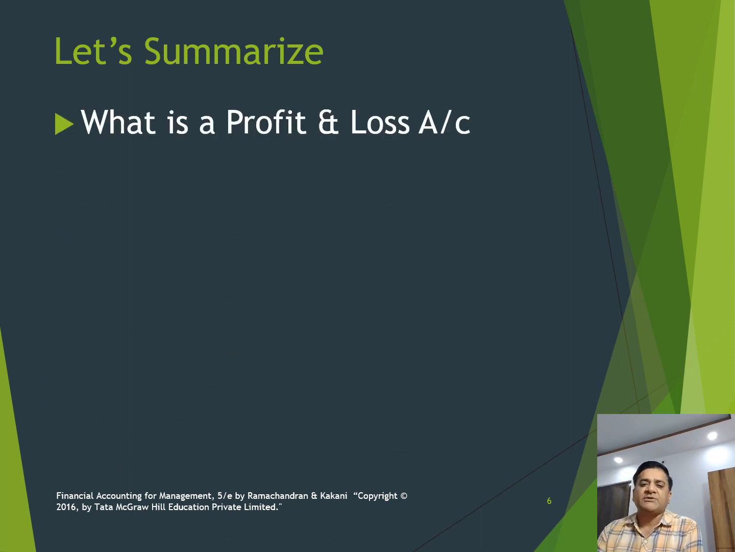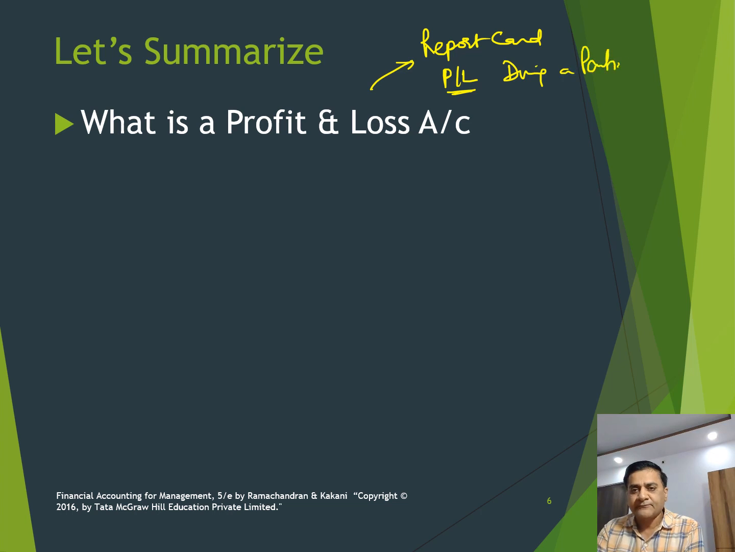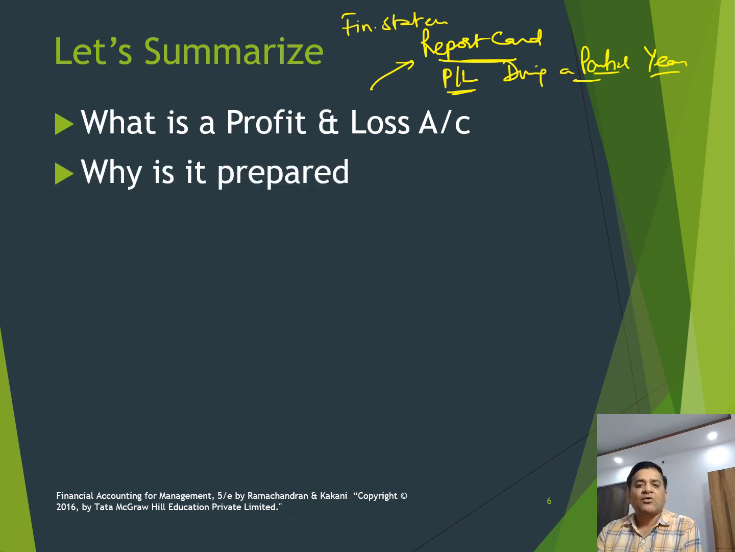So let us summarize what we have done. We have seen what a P&L account is. It is a report card. First thing, it shows the profit or loss during a particular year. What is it? It's a financial statement. What are financial statements? These are the report cards which talk about the results of an organization for a particular year in terms of profit or loss. Why is it prepared?